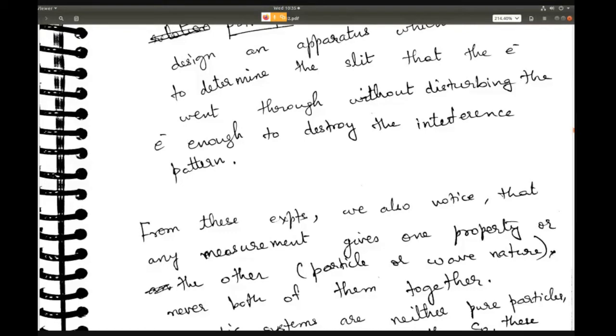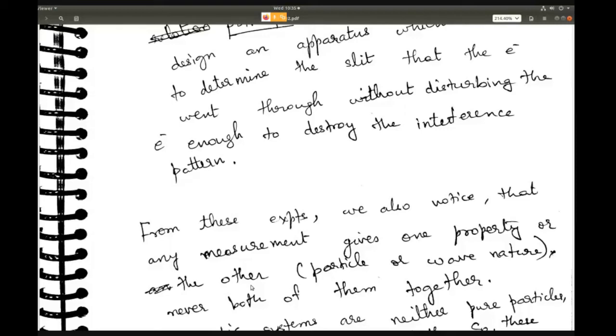Also from these experiments, you notice one thing. All these experiments that I told you about, for example, the Thomson experiment, the Davisson-Germer experiment, or the photoelectric effect, Compton effect, all of these experiments either give you the particle nature of quantum particles or show you the wave nature of the quantum particles. They never show both together.